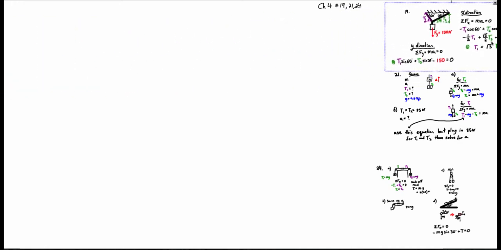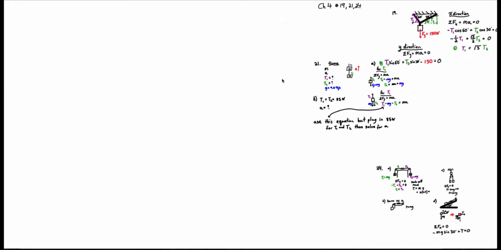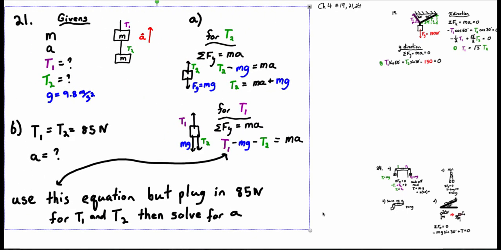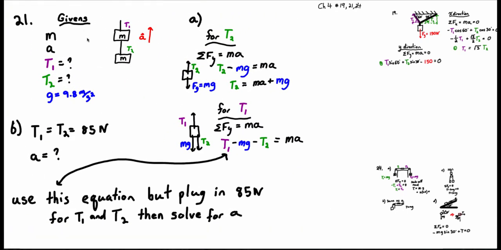Okay, the next one, 21. Now 21 was a blue problem, so blue problems are harder, but let's just go through piece by piece. So the givens, I'm given my mass, I'm given an acceleration, I'm trying to find what T1 and T2 are, and then the implied given is that we know that gravity is 9.8 meters per second squared.